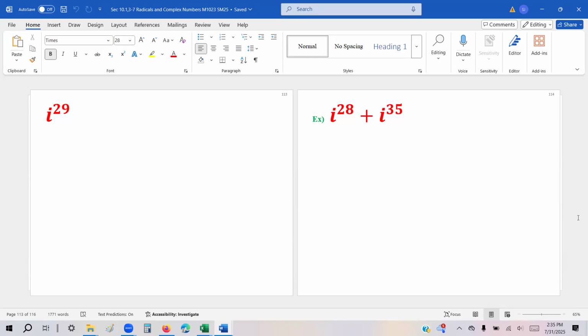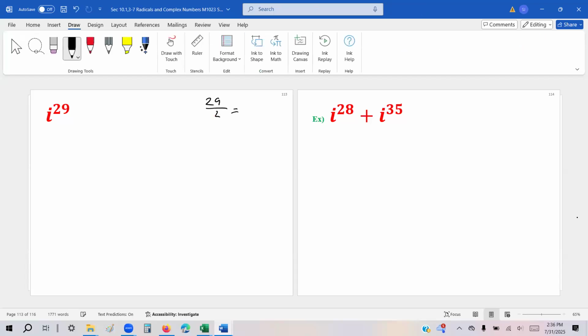So i to the 29, you can use whatever method you learned to reduce that. The easiest method I found is dividing by 2. So 29 divided by 2 is 28 and 1, right? So 28 divided by 2 is what? 14. So it's i squared 14 times with an extra i. 14 is 28, and then we have one extra one. So that one power is here, which is invisible to the right.